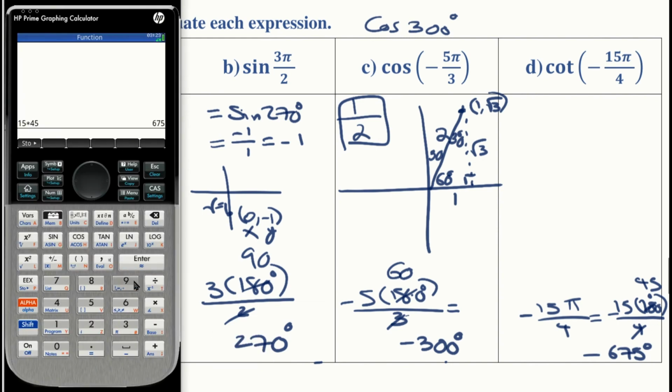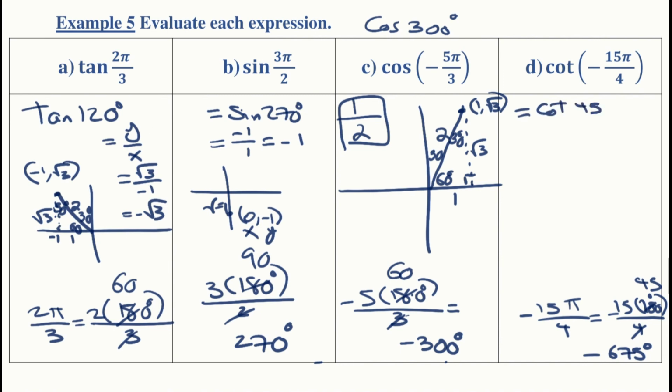Now remember, we're going to want to find a reference angle for that. So first thing we'll do is we'll go ahead and take that and divide it by 360 to see how many 360s will fit there. And so basically more than one, almost 2. So what we will do now, since it's a negative angle, we'll go ahead and add 2 times 360 to it. So we see it's going to be coterminal with a 45-degree angle. So this is just going to be the same as the cotangent of 45 degrees.